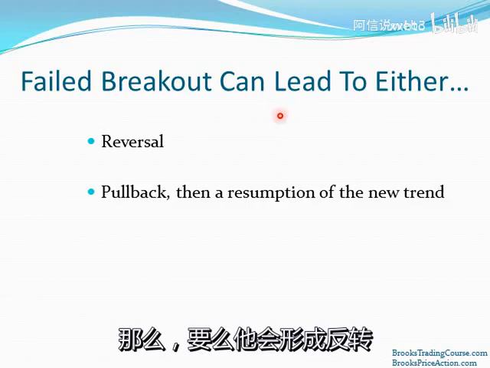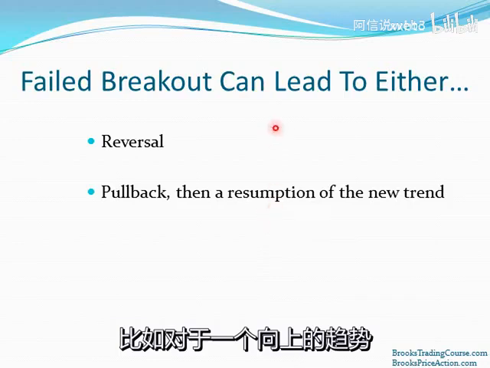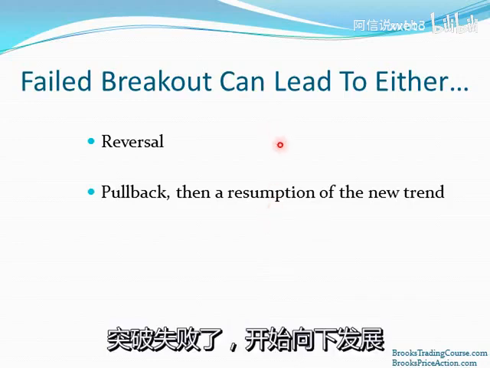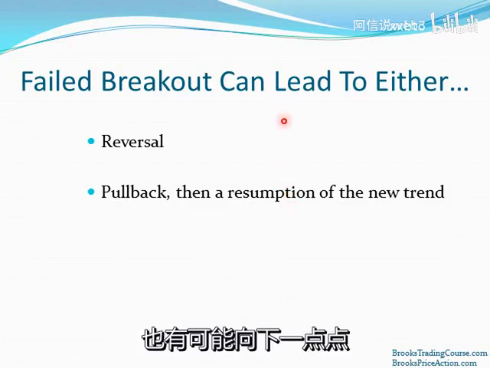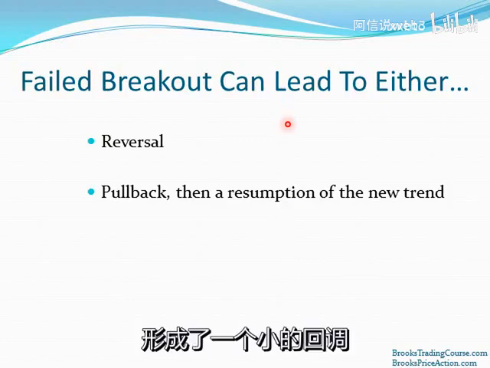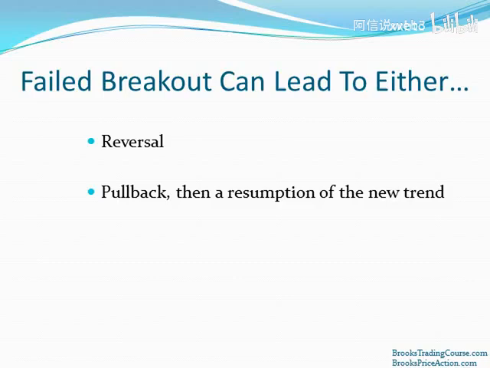When there's a failed breakout, you can either get a reversal or a pullback and then a resumption to a new trend. For example, if you have a bull trend and the breakout fails and it starts to turn down, either the reversal can continue down or it can continue down just a little bit, become a bull flag, in other words a pullback, and the trend resumes.